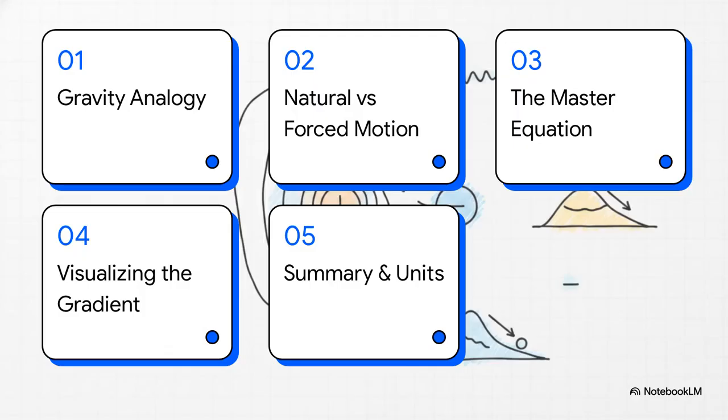So here is our roadmap for today. We'll kick things off with 1. The familiar gravity analogy. Then 2. Natural versus forced motion. Next up, 3. Deriving the master equation. 4. Visualizing the potential gradient. And finally, 5. Summary and unit equivalence. Let's get right into it.